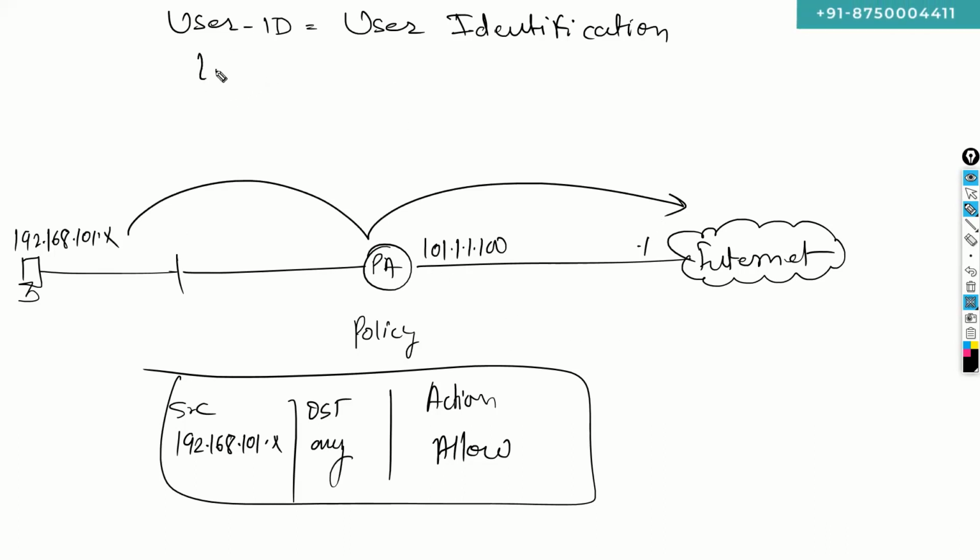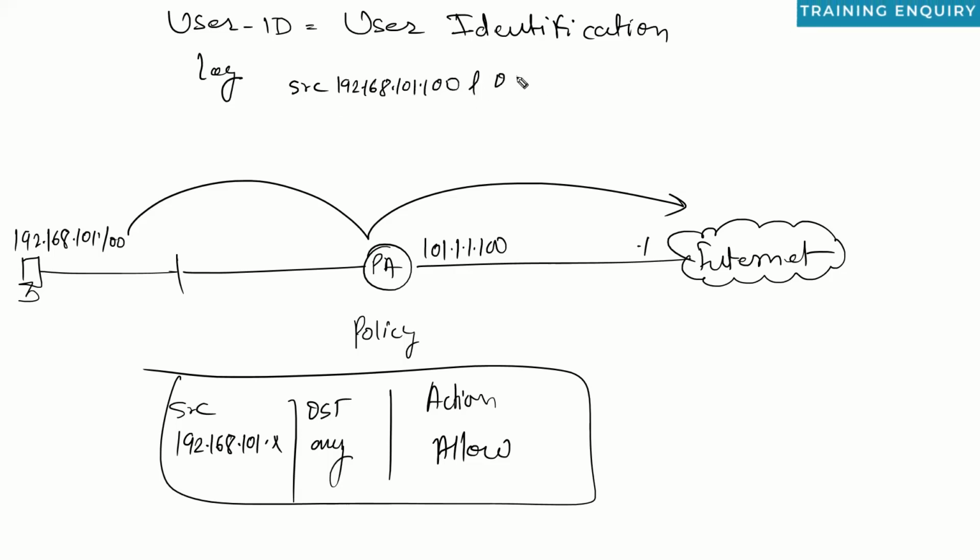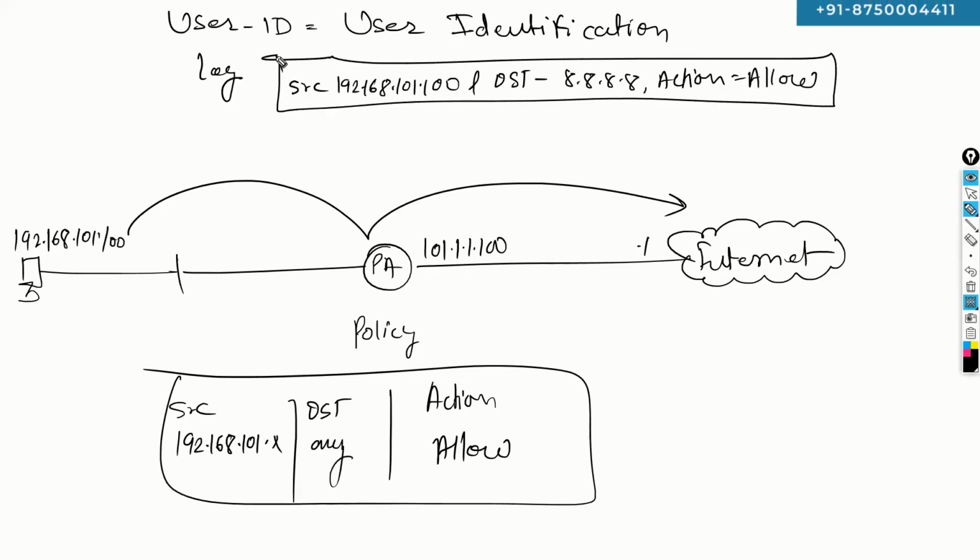On the firewall, there will be a log like that. Source IP 192.168.101.100 and destination IP like 8.8.8.8 and action is equal to allow. Such kind of log will be generated on the firewall. Now we want to know who the user actually was.